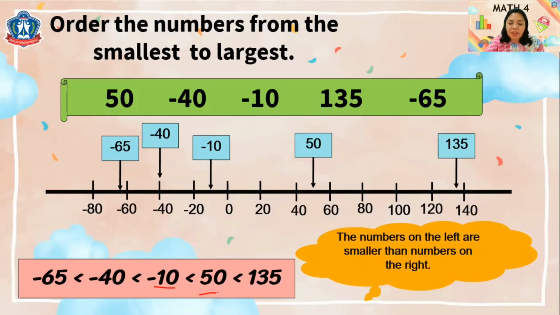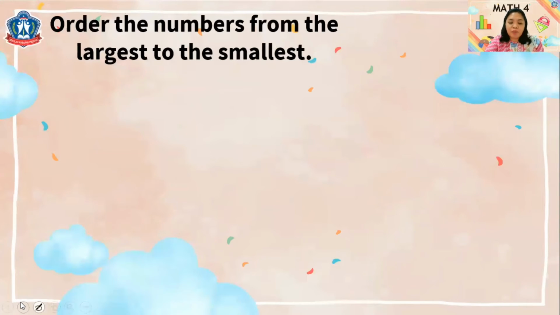Then the positive 50 or 50. And the largest is the 135. Okay, so this is the correct pattern or the sequence of numbers from the smallest to the greatest. Now, how about if we compare from the largest to the smallest?